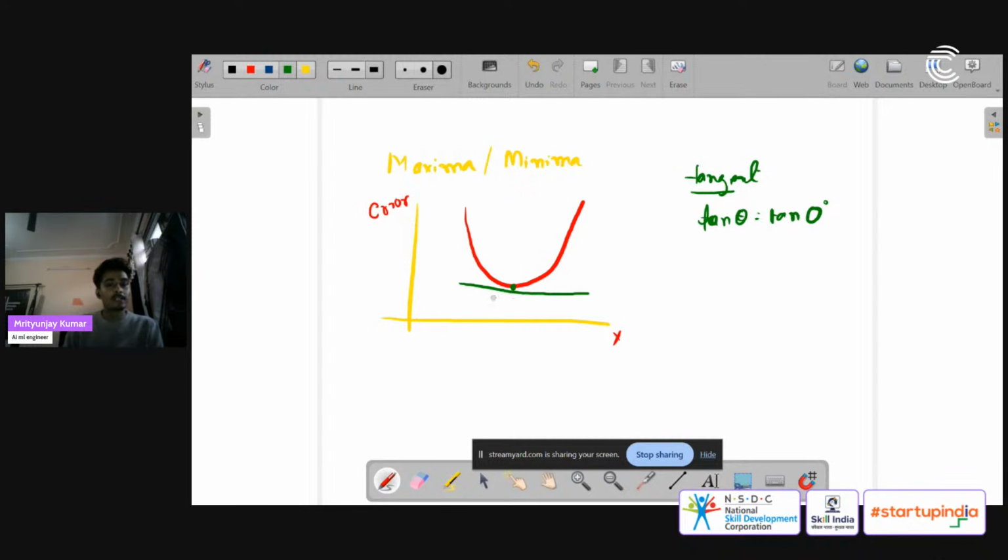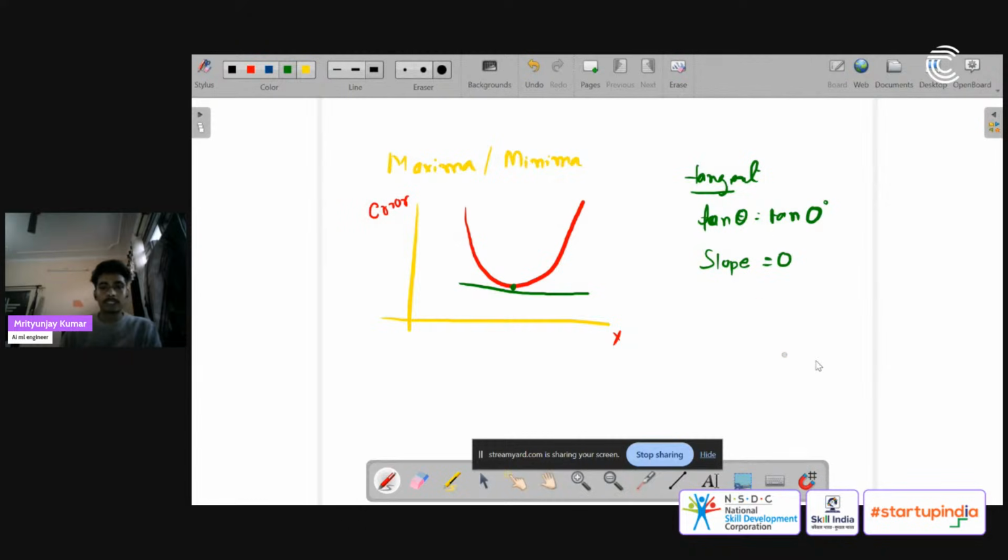If our slope is parallel to the x-axis, it means that we have reached the local or global minimum. This is the core concept of minimum and maximum. Or you can also write this as: the slope will be 0. Our target is to come here.